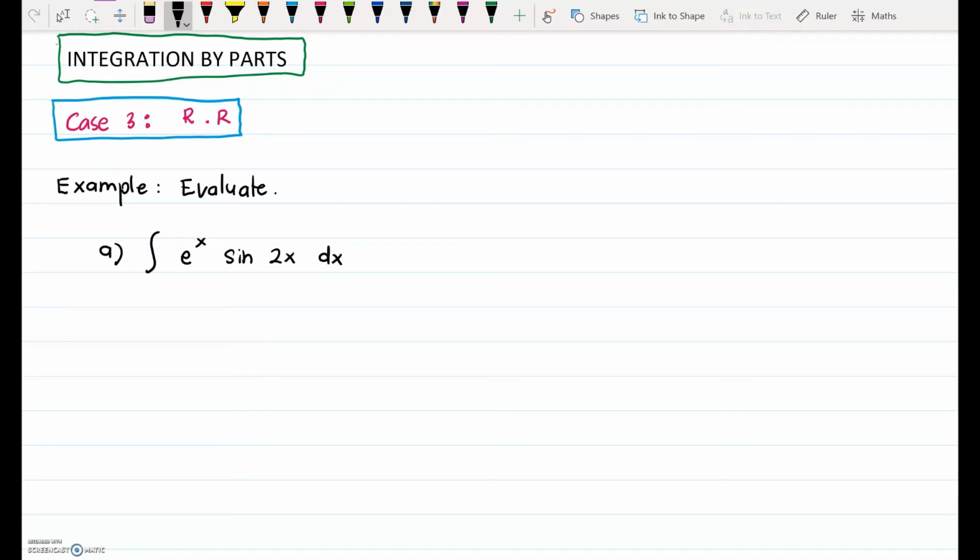Firstly, when you have the integration of a function, you need to identify the type of that function. Here we have a product function, e^x times sine 2x. Since it is a product function, we will integrate by using integration by parts. The exponent is a repeatable function, and sine 2x is also a repeatable function, so this is case number 3.